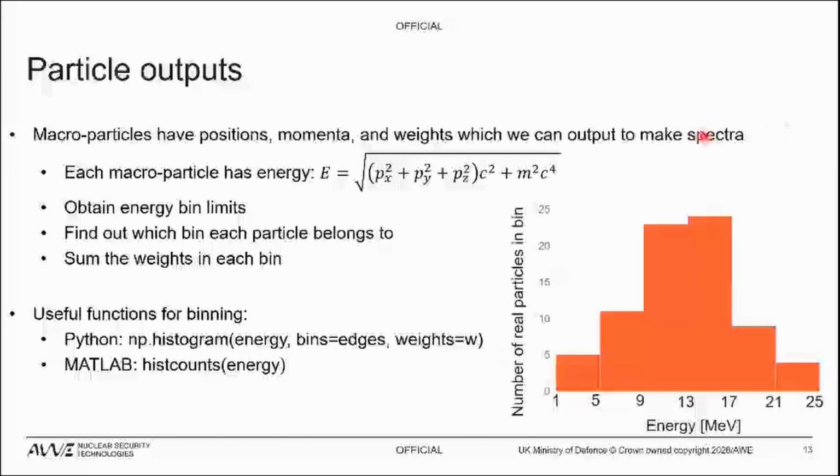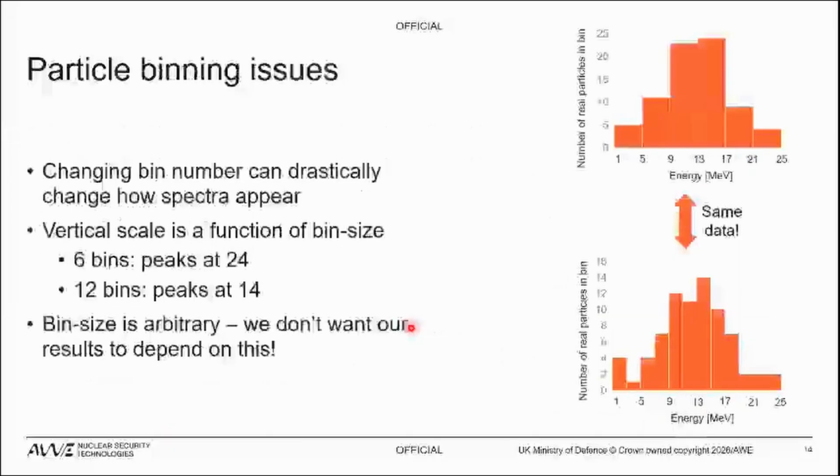So, if I wanted to show off a spectrum, I might just say, here are my energy bins. I'll just count the number of particles in each bin, and that's going to be easy. You can do this using a few different tools in MATLAB and Python, and you will. The problem is that these diagnostics are dependent on your bin size, and if you were to use, say, 6 bins, my spectrum peaks at 25. If I use 12 bins, my spectrum peaks at 14.